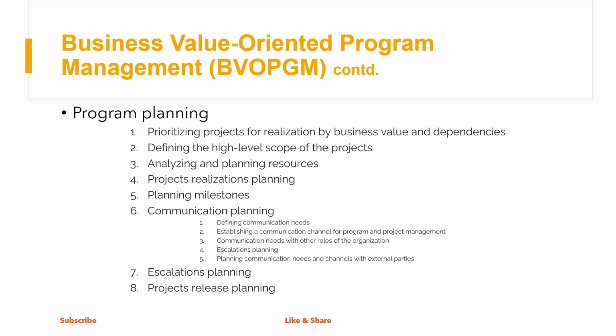Communication planning. The communication process is critical during the entire program planning and its realization. Program communication planning may include defining communication needs, establishing a communication channel for program and project management, communication needs with other roles of the organization, escalation planning, planning communication needs and channels with external parties.